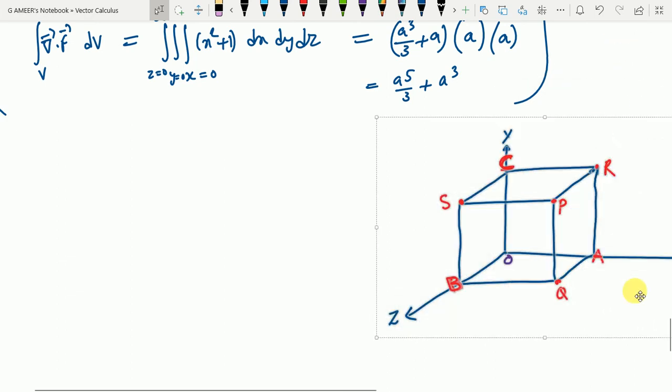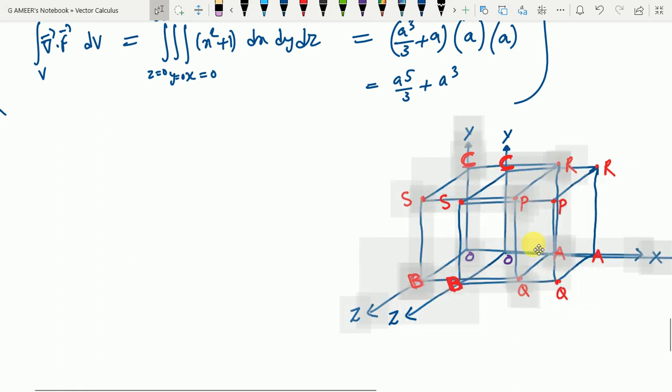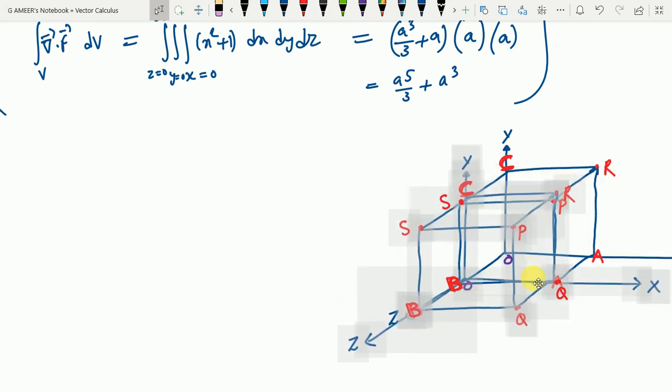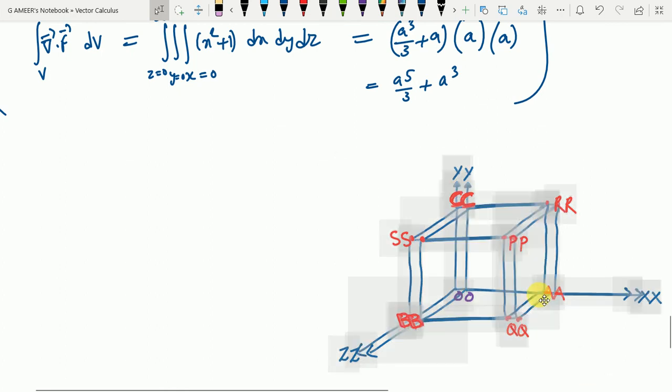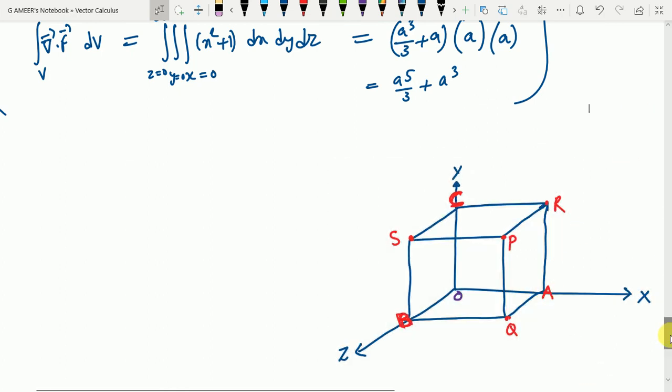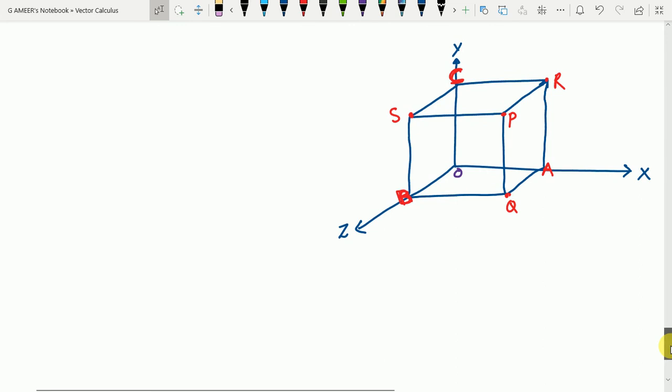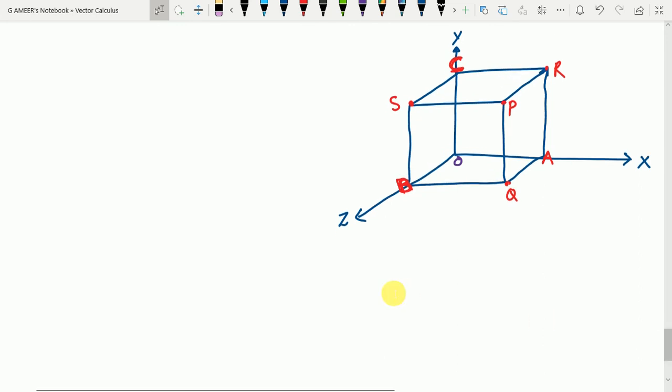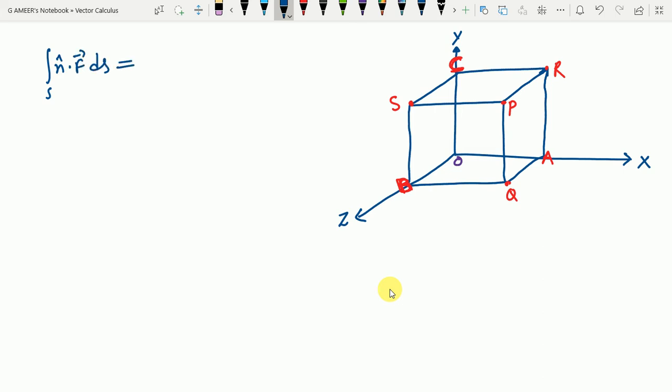Now we will perform the integration. Sorry, that is the left side part. What is the left side part? So surface integration of n cap dot f ds. So this I need to perform for 6 faces. So how many faces are there? 6 faces are there.